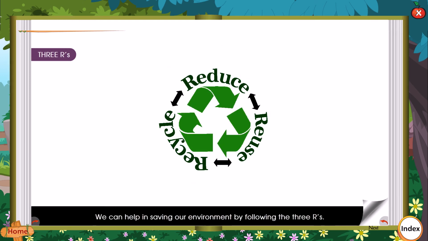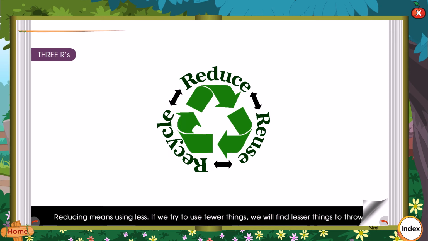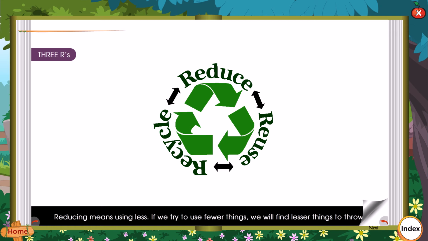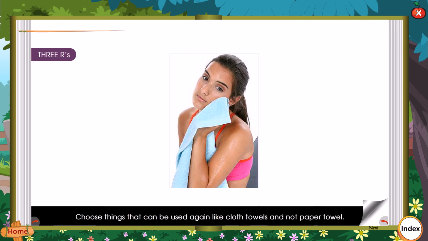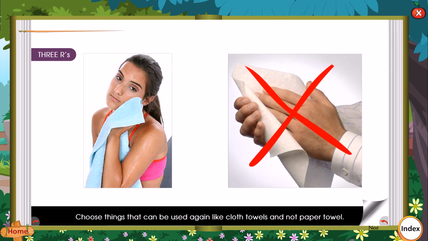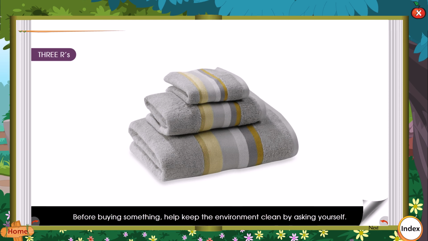Three R's. We can help in saving our environment by following the 3 R's. Reducing means using less. If we try to use fewer things, we will have less to throw away. Choose things that can be used again, like cloth towels and not paper towels. Do not use things you do not really need. Before buying something, help keep the environment clean by asking yourself, do I really need it?